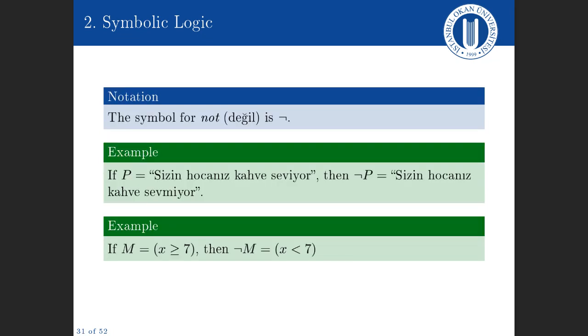The symbol for not is this. A little bit like a minus sign, but we also have a tail on the right side. If P is the proposition your teacher likes coffee, then not P is the proposition your teacher does not like coffee. Or if M is the proposition X is greater than or equal to 7, what's the opposite of greater than or equal? The opposite is less than. So not M is the proposition X is strictly less than 7.